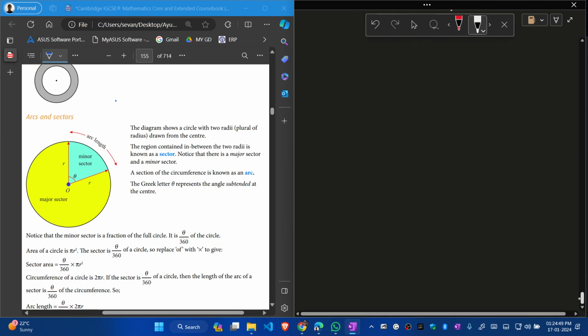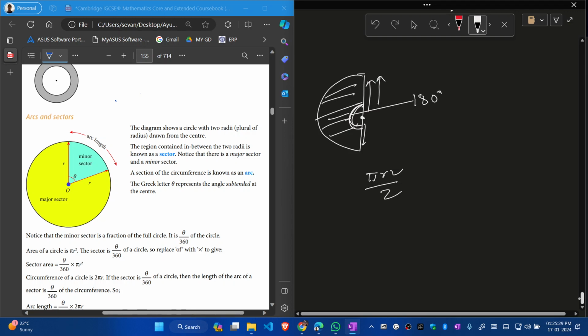If I know the total area of this circle is pi r square, and I make it half, its area should be pi r square by 2. So if I use that formula, it should come out like this too. If you consider two radii, one radius here and a second radius there, what is the angle between them? Not 0 degrees; they are on opposite sides, so it is a 180 degree angle.